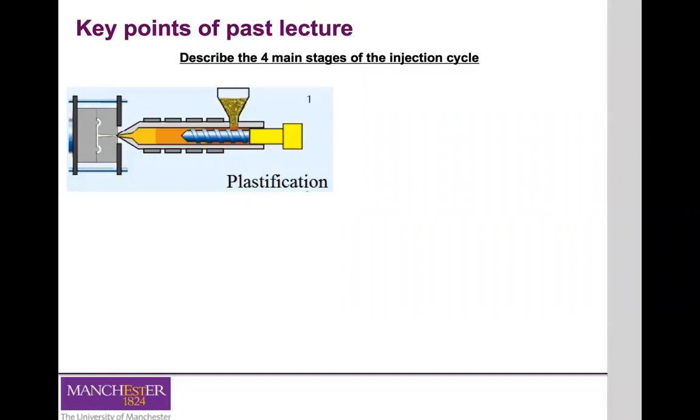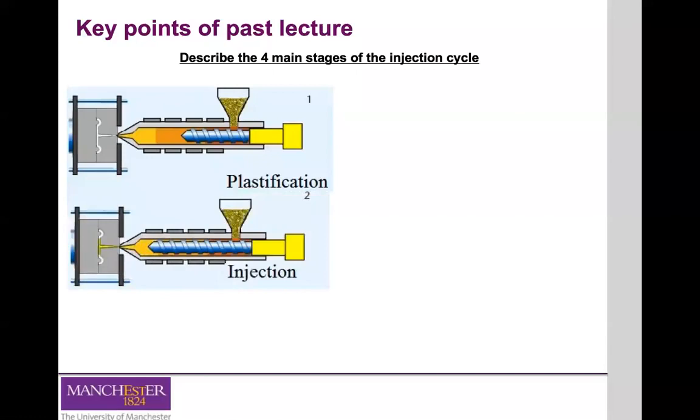Once the material is melted, we move into the second stage, which is the injection of the molten material into the cavity of the mold. And this is done by the rotational movement of the screw combined with the linear displacement of the screw. This will allow us to force the molten polymer through the injection nozzle and into the cavity of the mold.